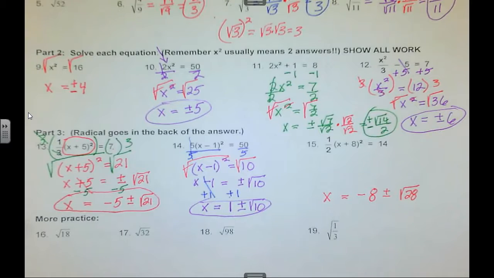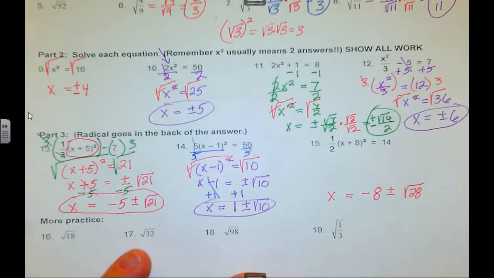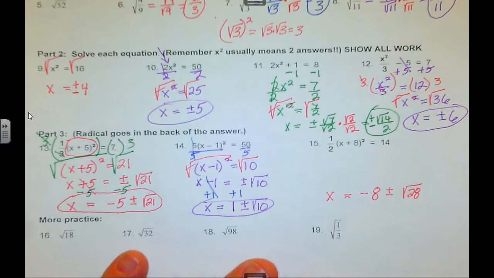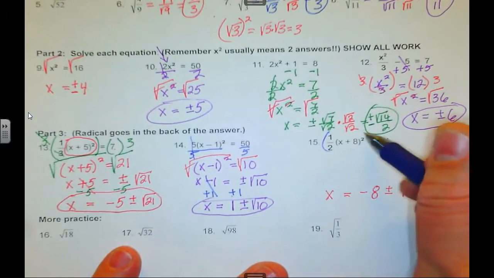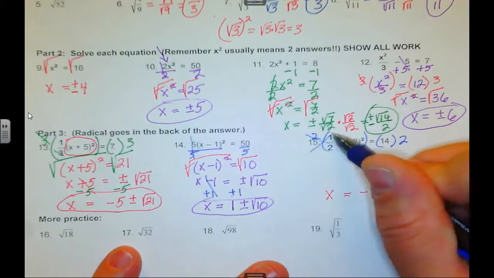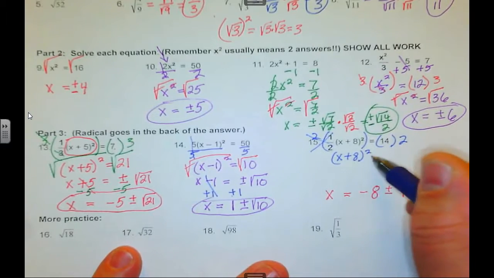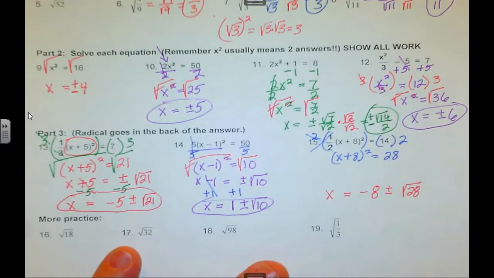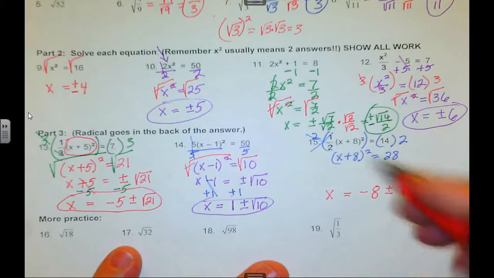Plus or minus 7? What are you talking about? Are you doing 15? You divide by 1/2 or multiply both sides by 2, right? They cancel, and then I get x plus 8 squared equals 28, right? And then we square root both sides, right?